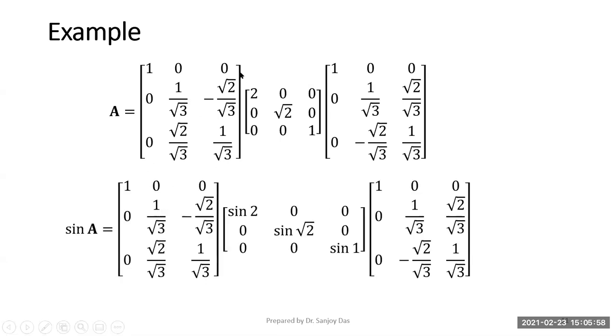Sine of A is this: this is V and this is V transpose. They remain the same. And what I've done is taken the sines of the diagonal elements in lambda. Any questions?